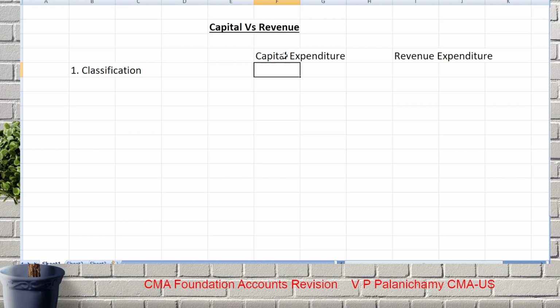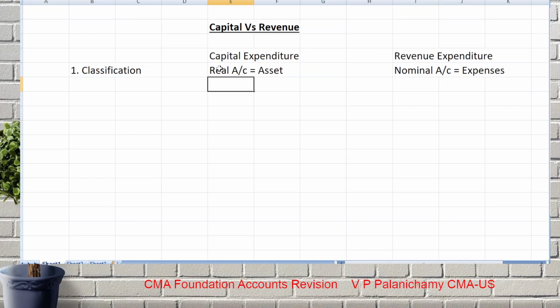Capital expenditure is a real account. This results in an asset. Revenue expenditure is a nominal account. This is nothing but expenses. This is how it is classified.